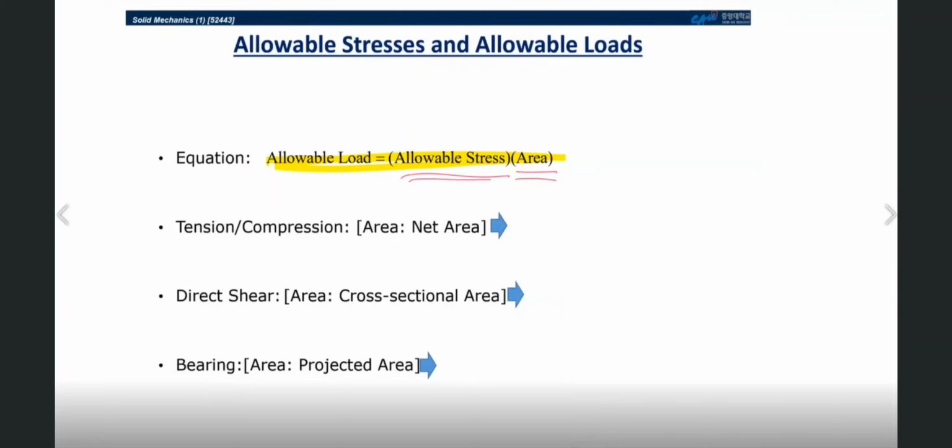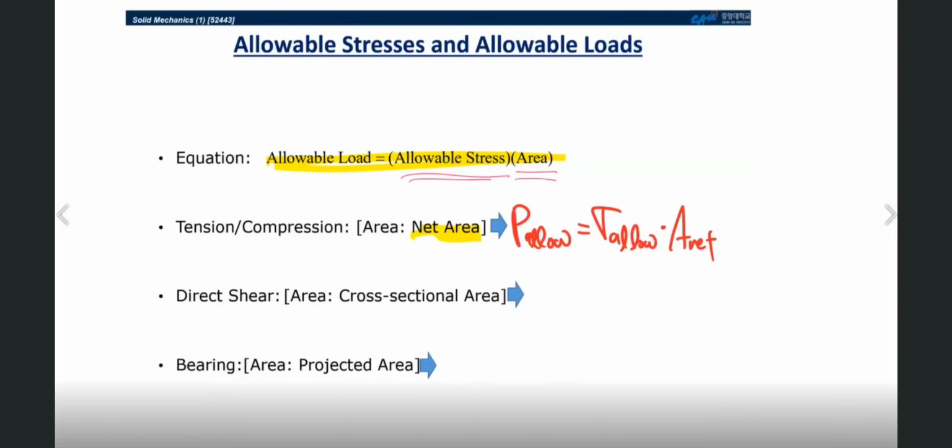In the case of tension and compression, the net area should be considered to define the allowable load. So in this case, the allowable loading condition P is equal to sigma allowable multiplied by the net area. And in the case of tension and compression, the net area can be specified as the value of the gross cross-section area minus the void area.